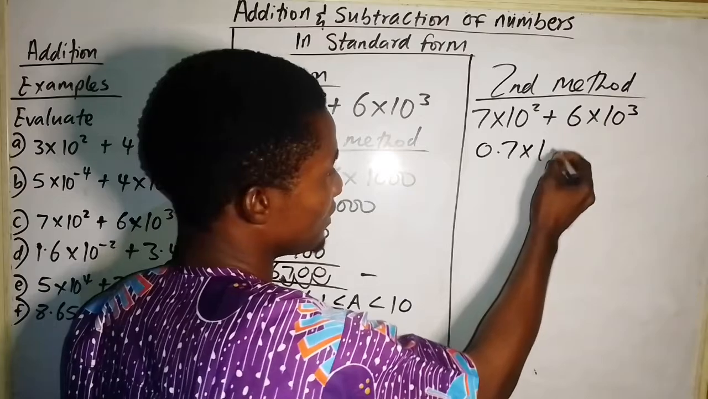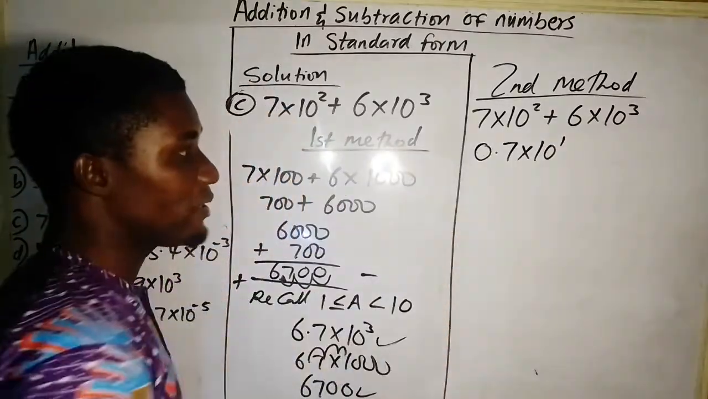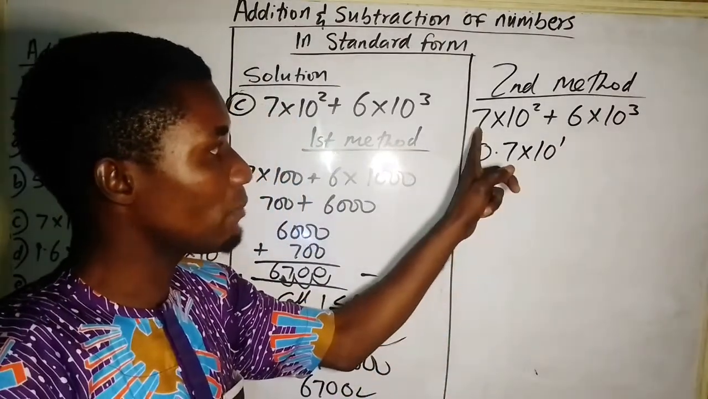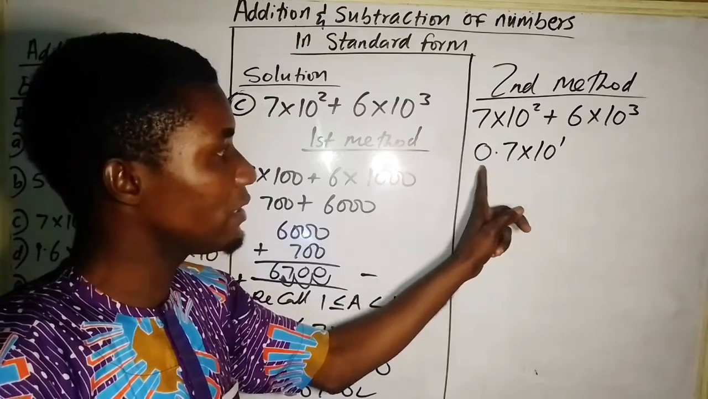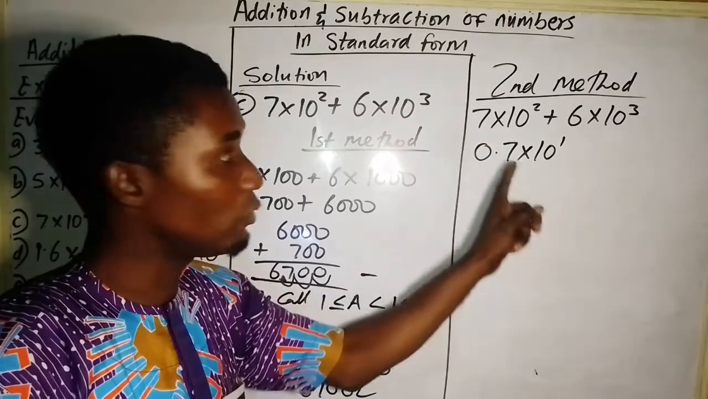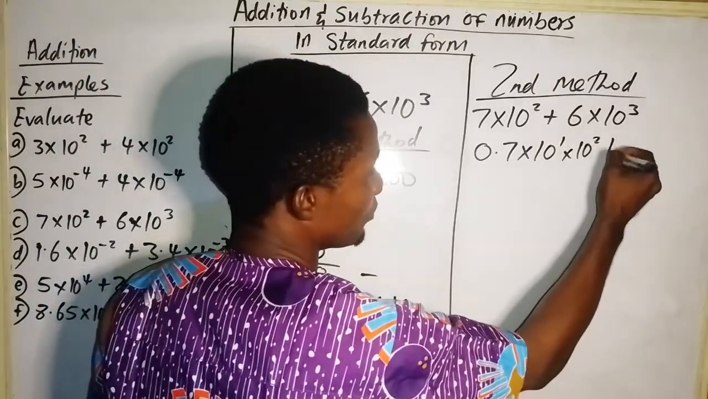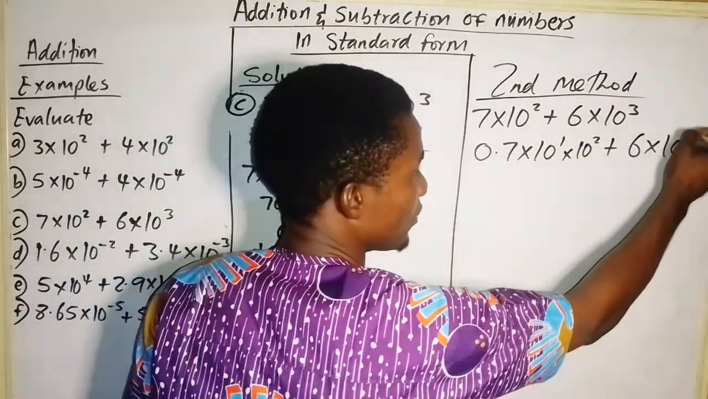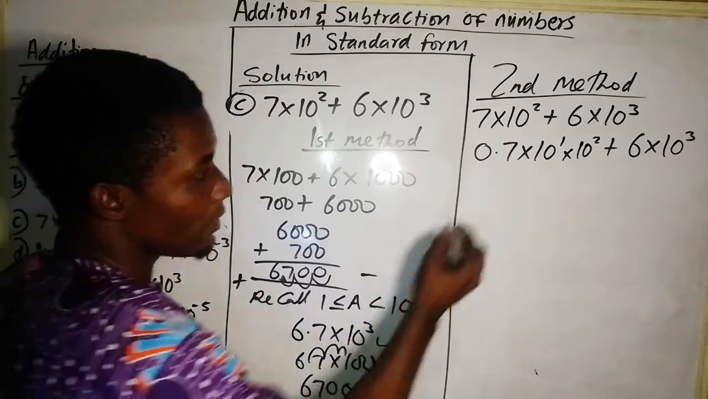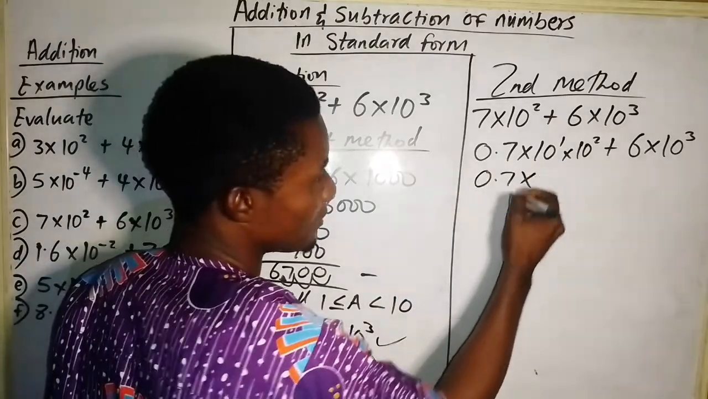0.7 times 10 raised to power 1. Now we're having times 10 raised to power 1 because if I want to get my 7 back, I multiply this 0.7 times 10, it gives me the 7 back. So we have times 10 raised to power 2 plus 6 times 10 raised to power 3. Now we have 0.7 times.